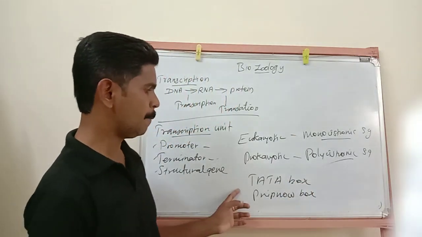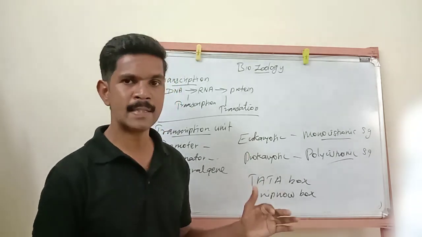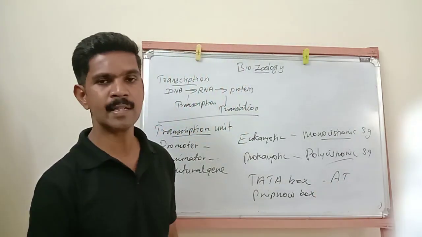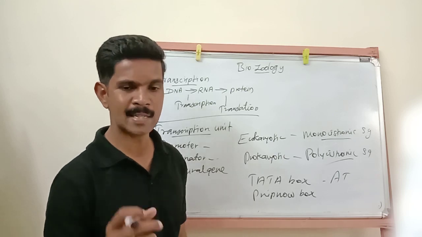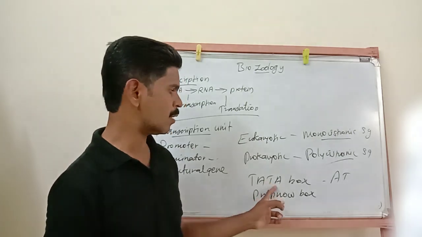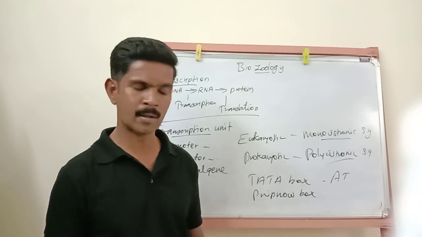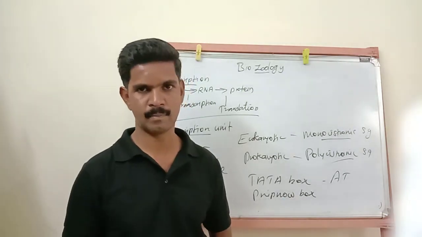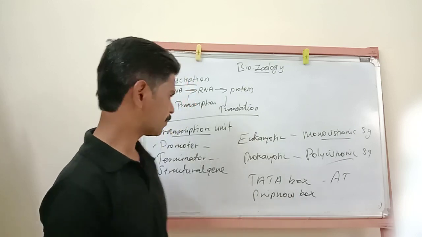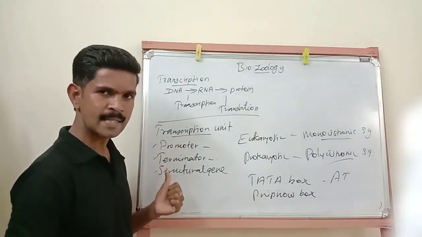Let me repeat this point. In eukaryotic organisms, some region of the promoter has a greater amount of adenine and thymine, the AT region. High AT regions are present in some region of the promoter of prokaryotes or eukaryotes. In eukaryotes this region is called the TATA box, and the same region in prokaryotic organisms is called the Pribnow box. That is one of the important 2-mark questions. Now we have completed the transcription unit: three regions are present in a transcription unit.